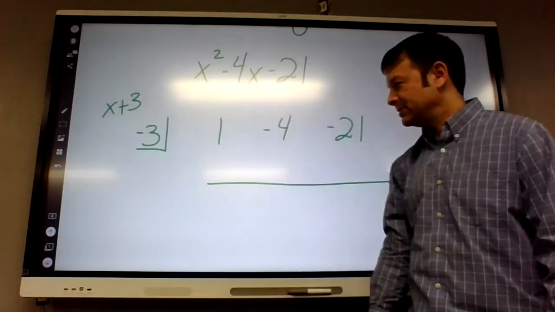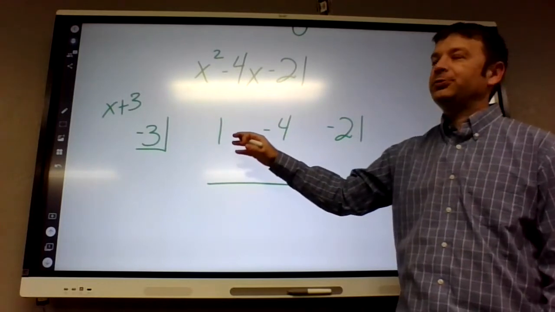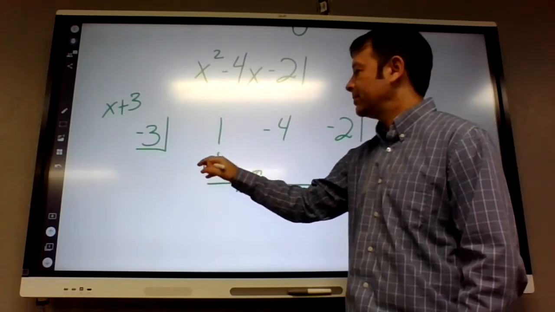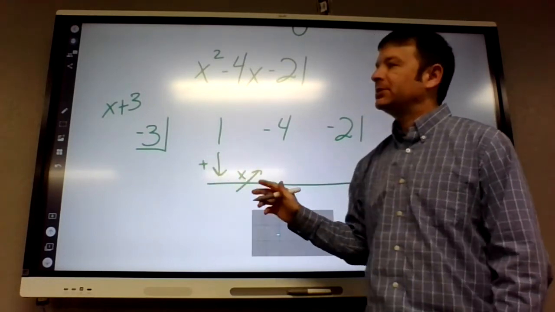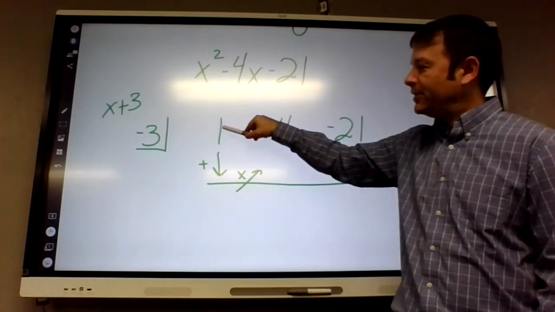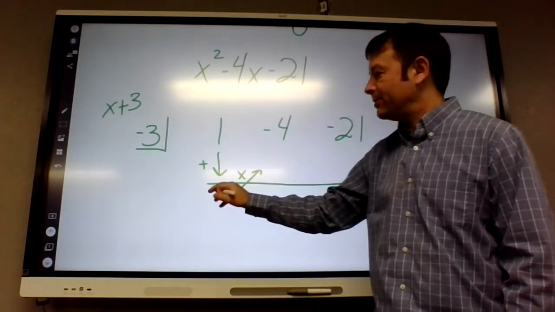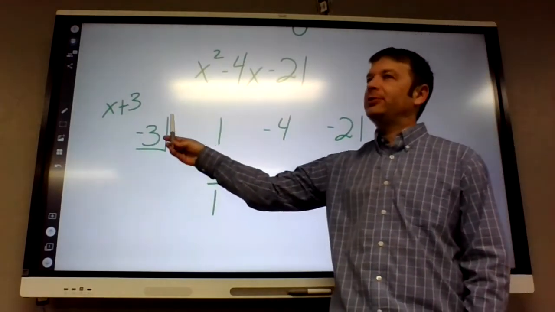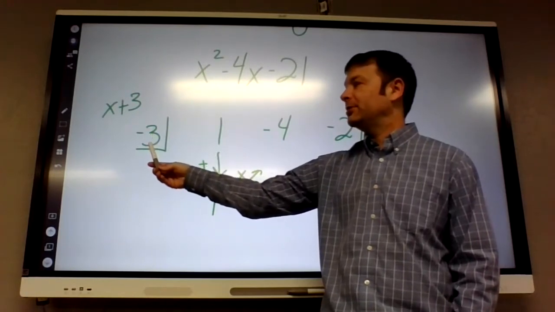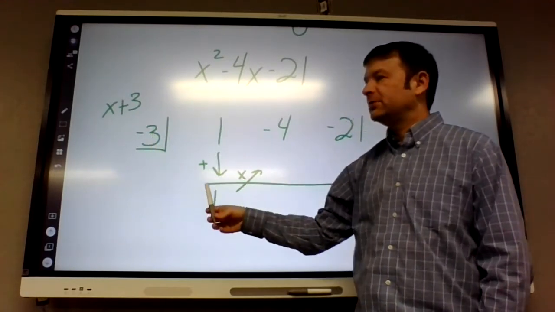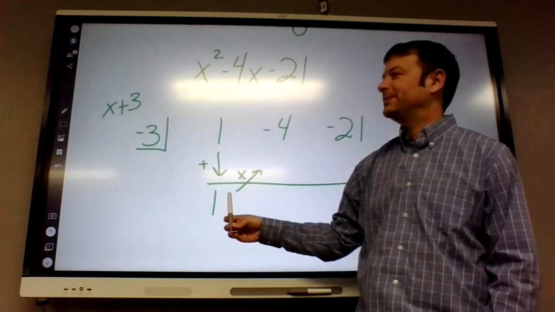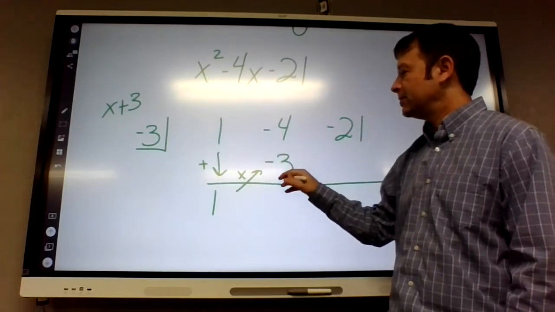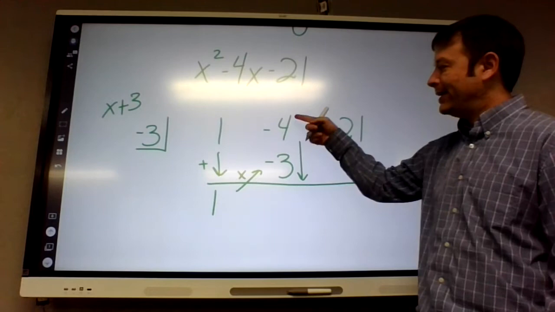Here are the rules. Add down, multiply up. Right now I have nothing to add the 1 to, so when I add down, it's going to stay a 1. When I say multiply up, you're always going to multiply by this number in the box over here. So it's 1 times negative 3, which is negative 3.